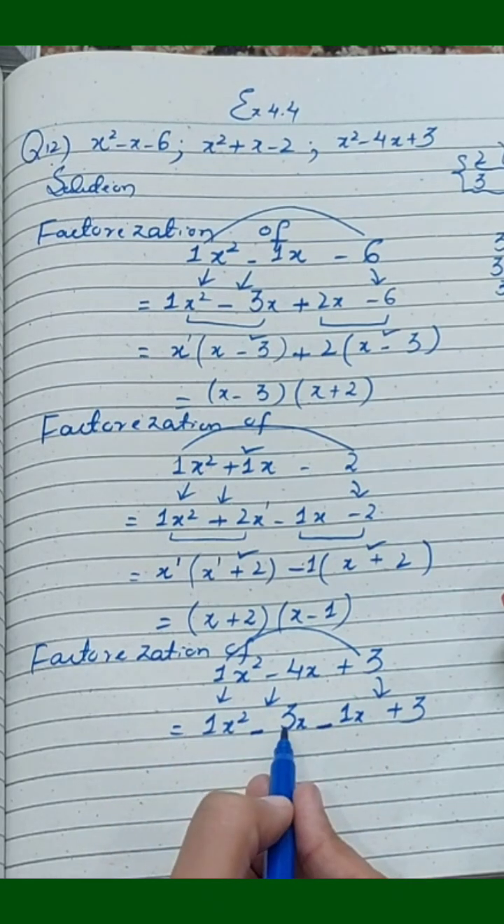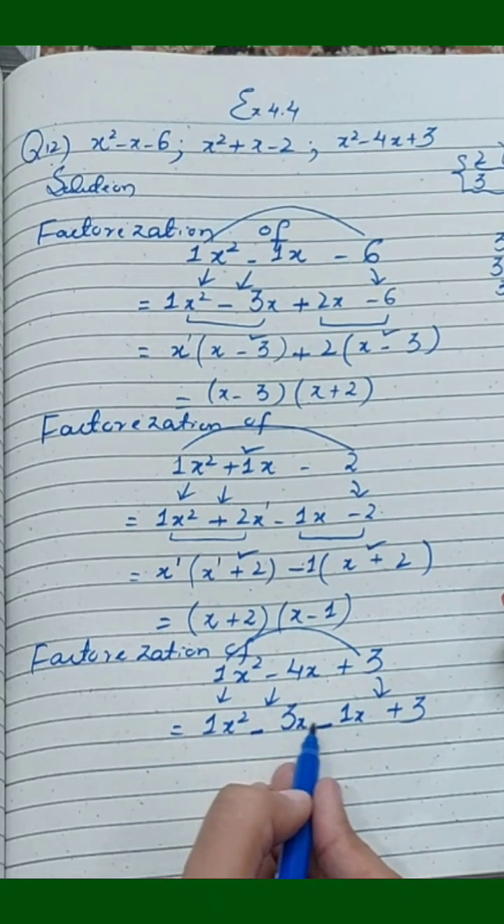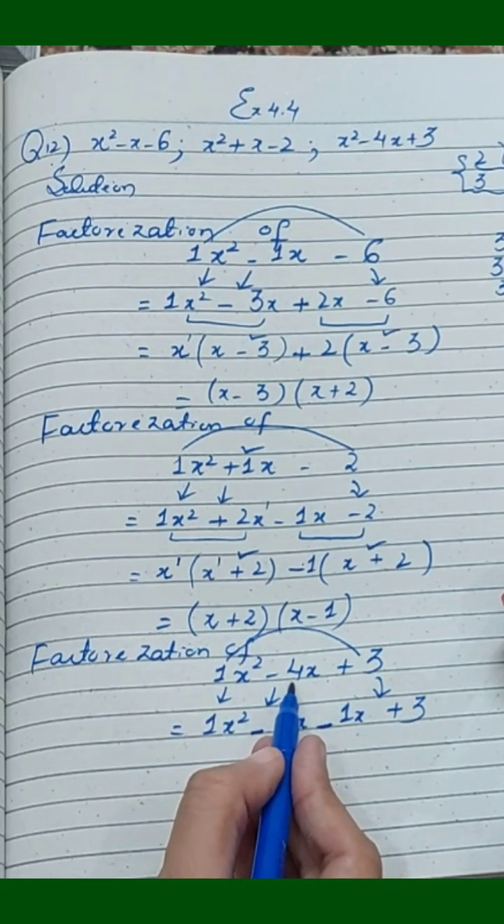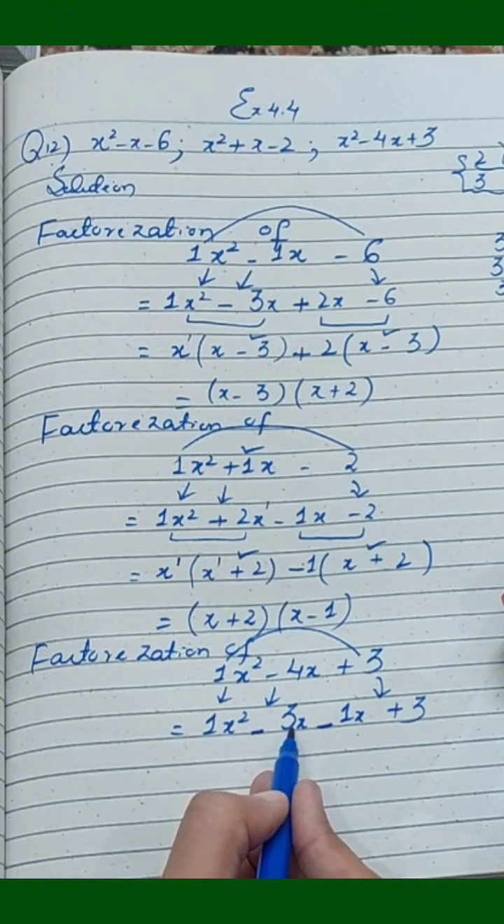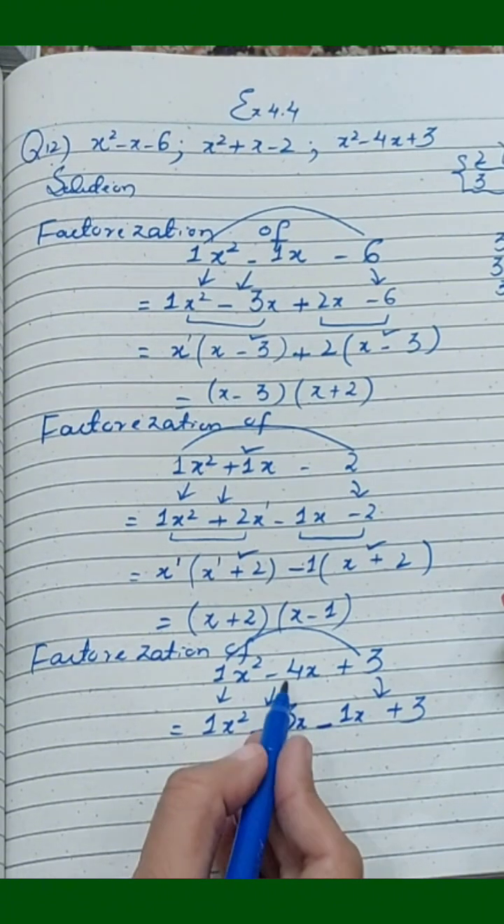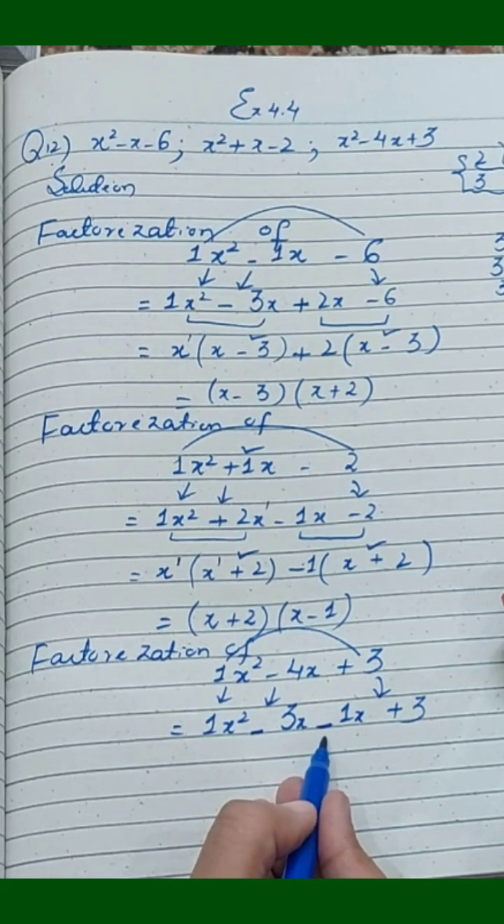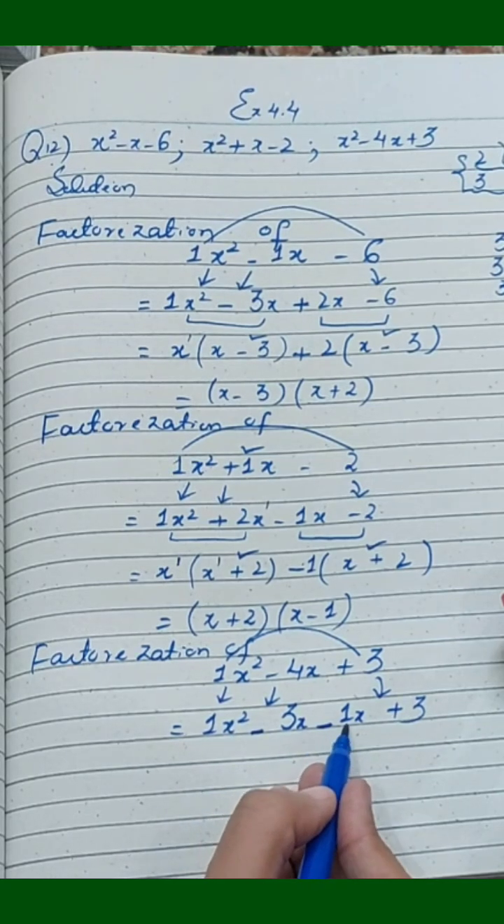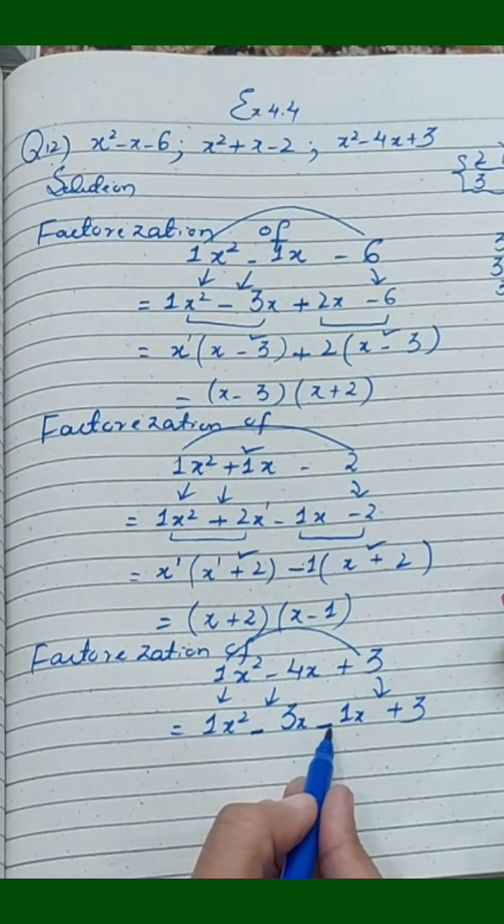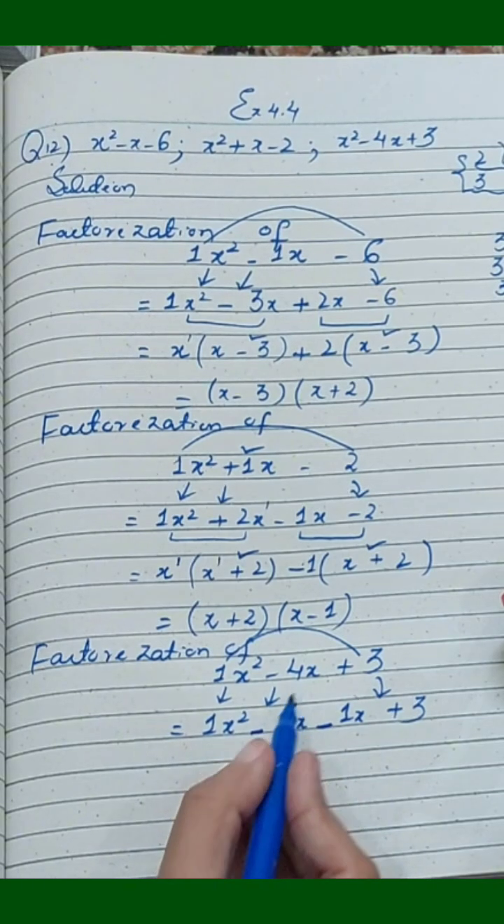We need such a number. When we multiply, it will be 3. When we add or subtract, it will be 4. You can see 3 1s are 3. And when we take a negative number, it will be minus 4. Minus minus plus 3 and 1 is equal to 4.